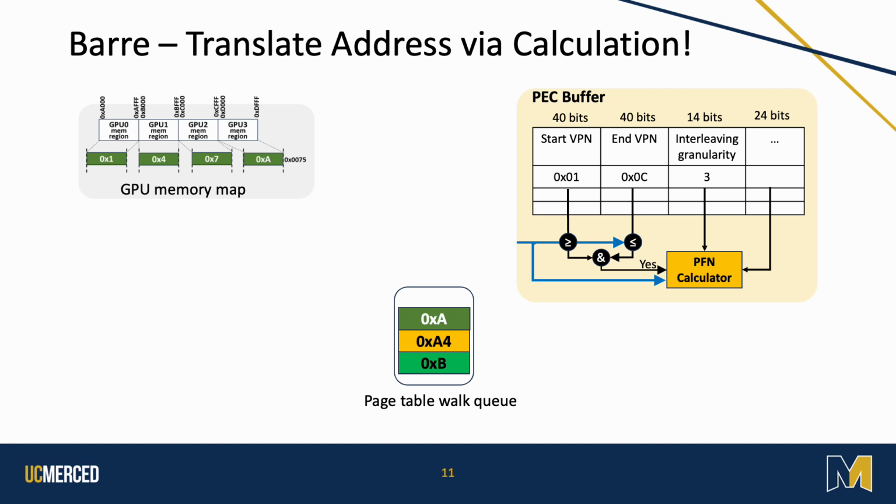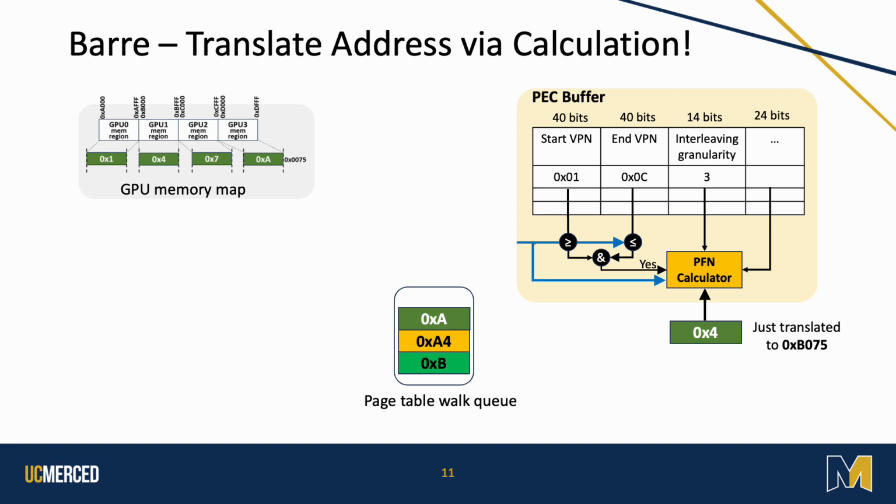Then let's discuss how we decode the coalescing information from the PTE, and how such information can be used. Here on the right-hand side, we propose a dedicated buffer to store the data objects, called the PEC buffer. The PEC buffer has 4 fields: the start and end VPN, and the interleaving granularity. The last field is the GPU map, which records how logical chiplet ID is mapped to physical chiplet ID.